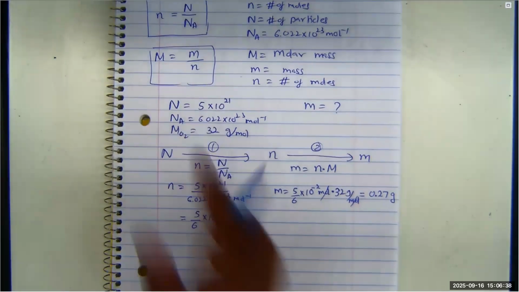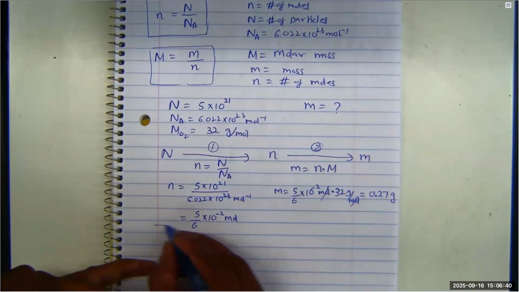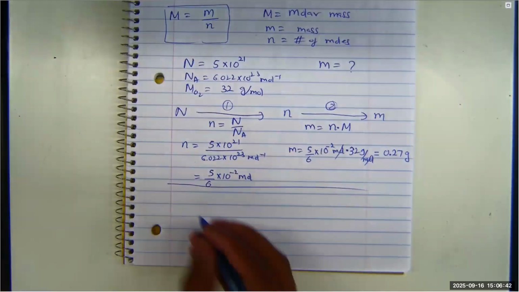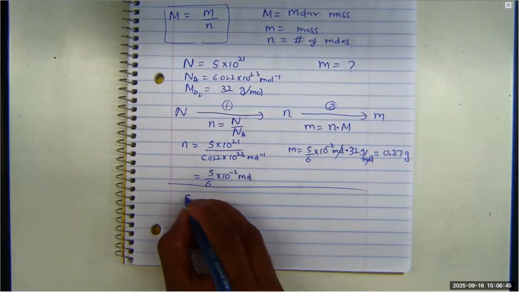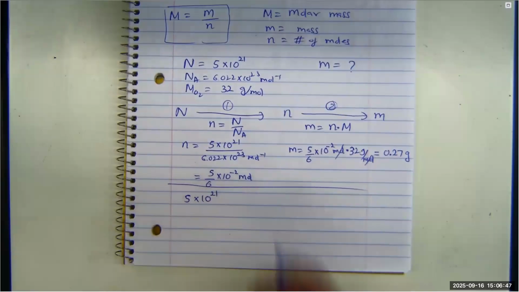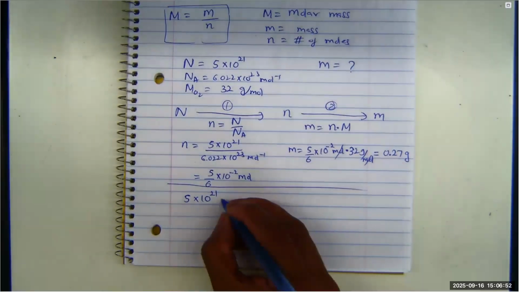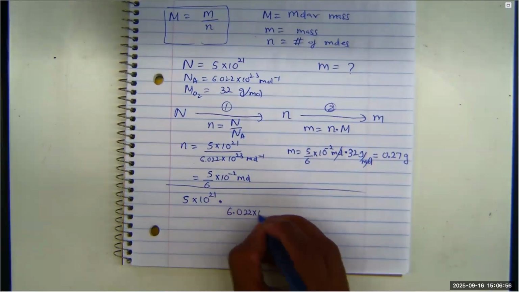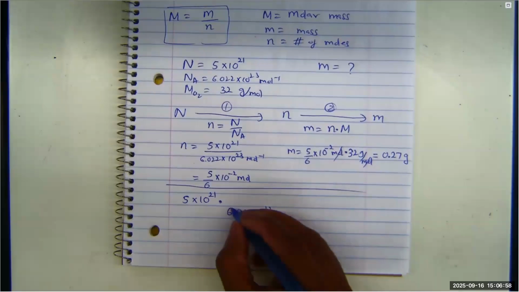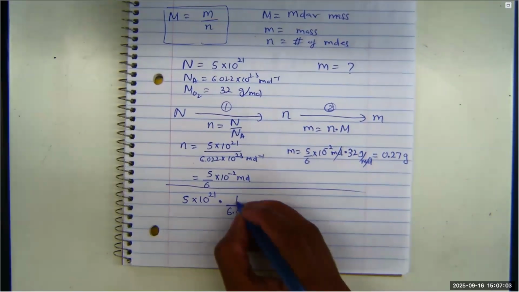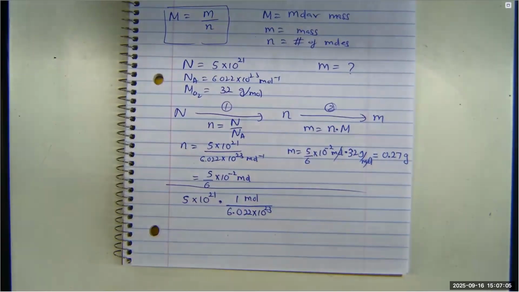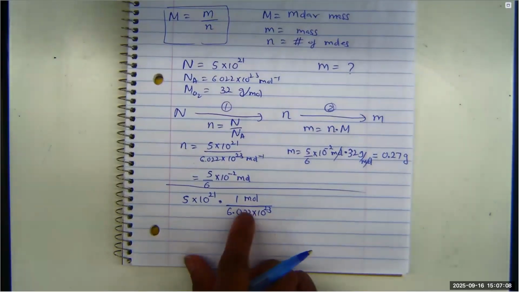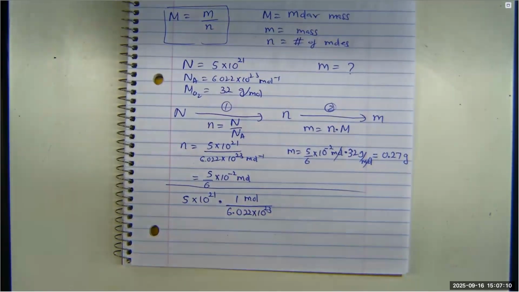Here's how it goes. We always start with what is given, which is n. So let me write like this. You are given the number of particles, which is 5 times 10 to the power of 21. But I don't want that. I want grams. So I'm going to get rid of the particles. I know Avogadro's number, which is 6.022 times 10 to the power of 23, is how many particles we have in 1 mole. So if I do that, the particles cancel out. You're going to end up with the units of moles.